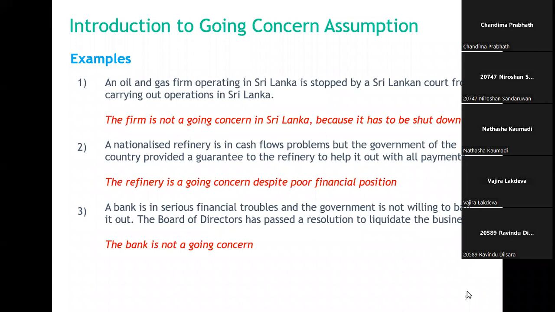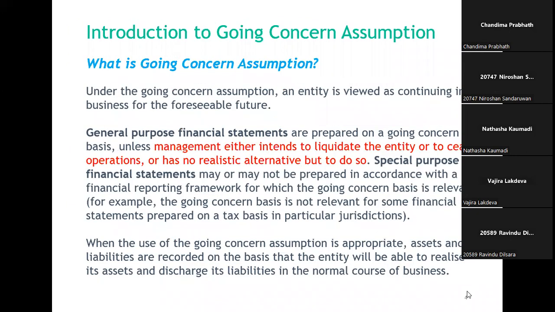An oil and gas firm operating in Sri Lanka is stopped by a Sri Lankan court from carrying out operation in Sri Lanka. So the firm is not a going concern in Sri Lanka because it has to be shut down, because the management has no realistic alternative but to do so.